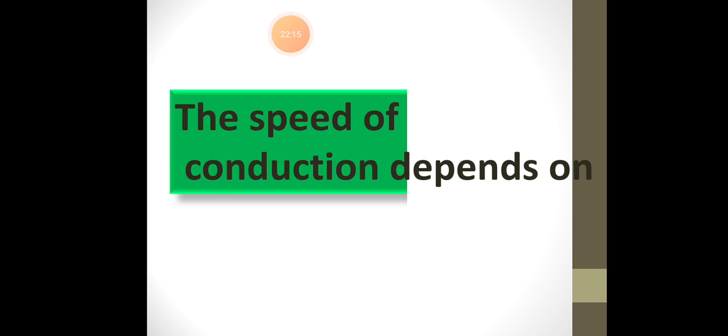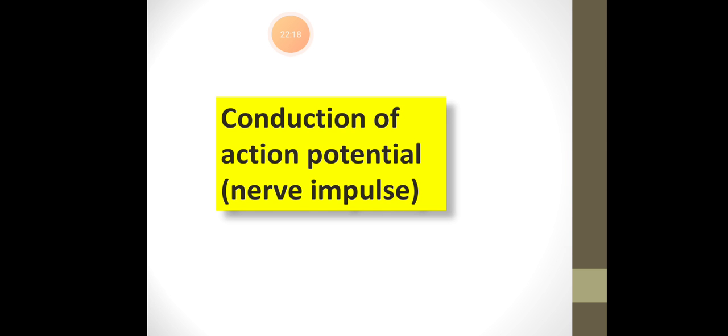A series of action potentials that move along an axon is defined as a nerve impulse. So what is a nerve impulse? Not only one, but a series of action potentials that move along an axon. So it can be defined as a nerve impulse.